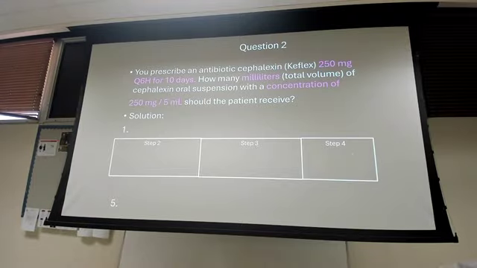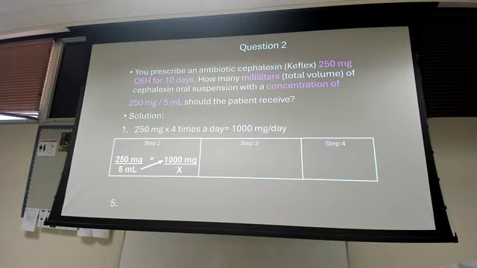So 250 milligrams every 6 hours for 10 days. We're looking for milliliters, and we're trying to find out how many we need from the concentration of 250 milligrams per 5 milliliters. And so every 6 hours, 24 divided by 6 hours in the day will equal 4 times a day. And so 250 milligrams times 4 will equal 1,000 milligrams per day.